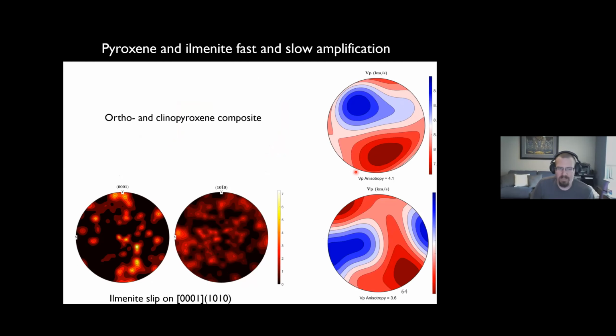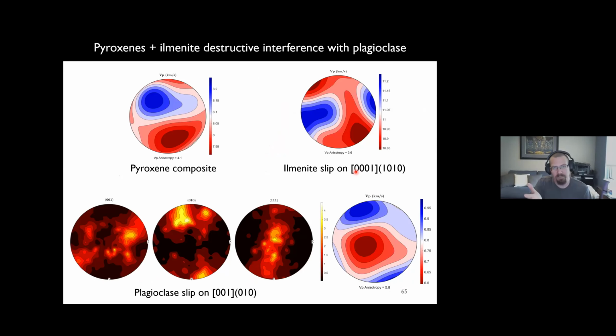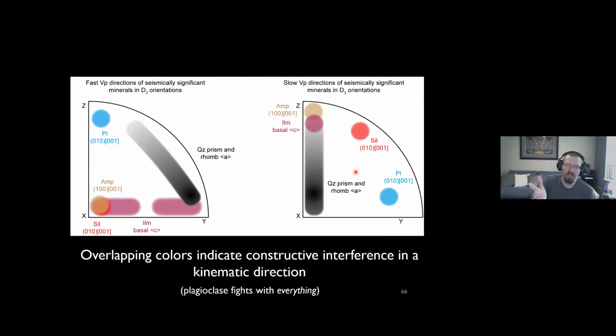So lots of interference. Sometimes they amplify each other. That's kind of cool. Most of the time, though, they seem to just fight. And so here's a simple diagram illustrating that, where for these minerals that are common in this shear zone, if the colors are overlapping, then based on the slip systems that they should be using under these conditions with this sense of shear, they would amplify each other. And if they're not touching each other, then they cancel each other out to certain extents.